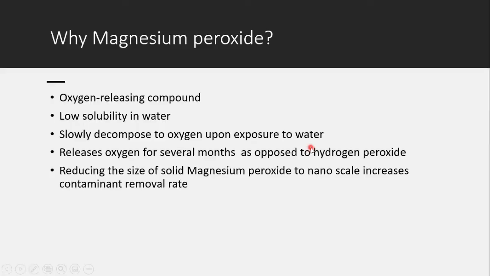So why magnesium peroxide? Well, it's an oxygen-releasing compound, has very low solubility in water, slowly decomposes to oxygen upon exposure to water, and releases oxygen for several months as opposed to hydrogen peroxide. Reducing the size of solid magnesium peroxide to nanoscale increases contaminant removal rate.